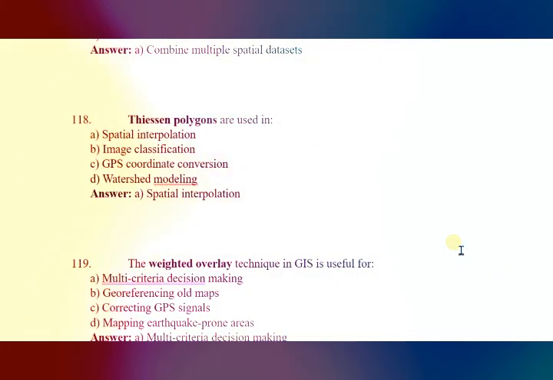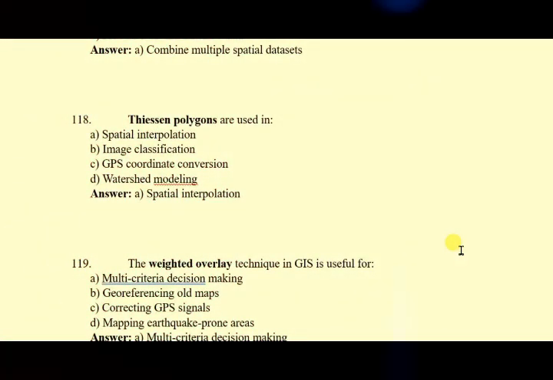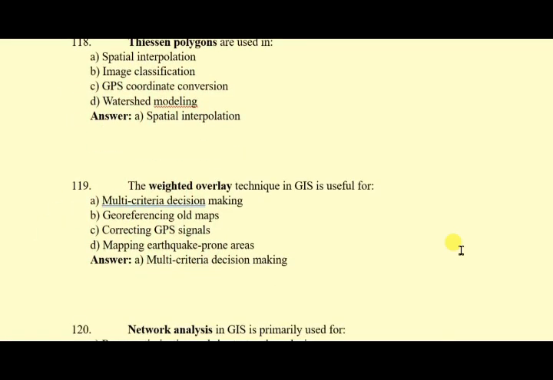118. Thiessen polygons are used in spatial interpolation, image classification, GPS coordinate conversion, watershed modeling. Here the right answer is spatial interpolation.